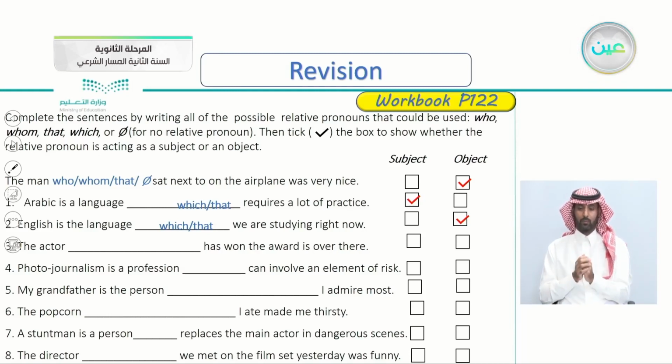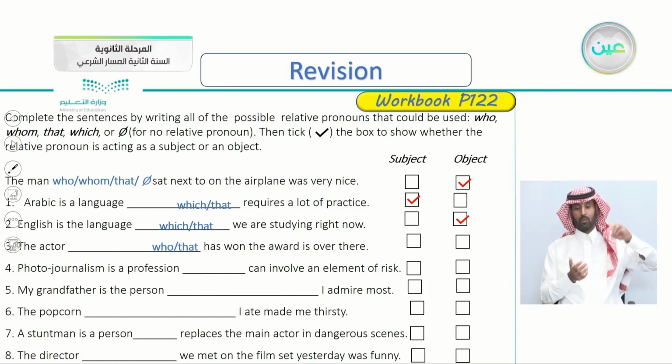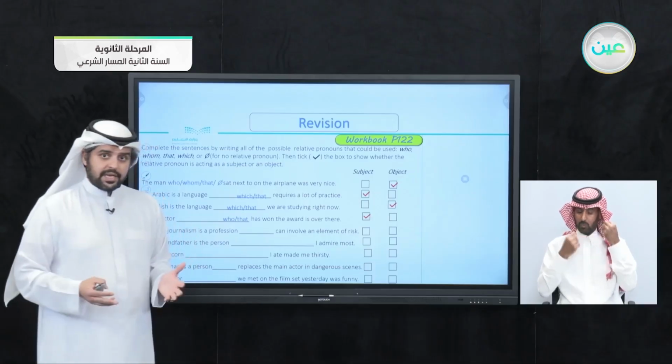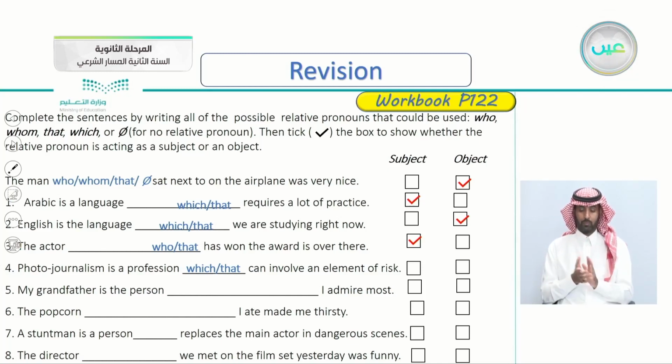Number three, the actor who has won the award is over there. We're talking about a person here. So I'm talking about him. Yes, we say who or that has won the award is over there. So is it a subject or an object? Yes, he is a subject because we're talking about him. Number four, photojournalism is a profession that can involve an element of risk. So we're talking about photojournalism, which is a thing, yes, which or that, can involve an element of risk. So is it a subject or an object here? Excellent, it is a subject.